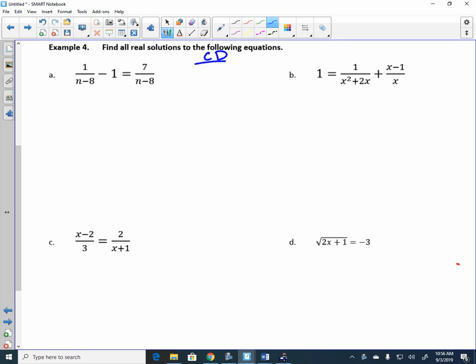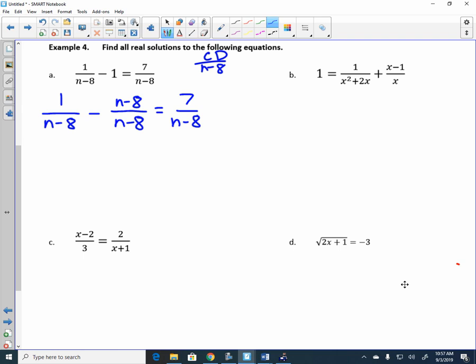I'm going to create a common denominator. What would be the common denominator? N minus 8. You see that the first term is fine, 1 over n minus 8. But then I'm going to take the 1 and multiply top and bottom by n minus 8 over n minus 8. And you see you have 7 over n minus 8. Any questions how we got that?